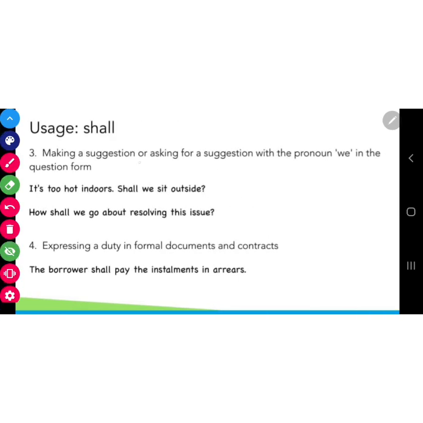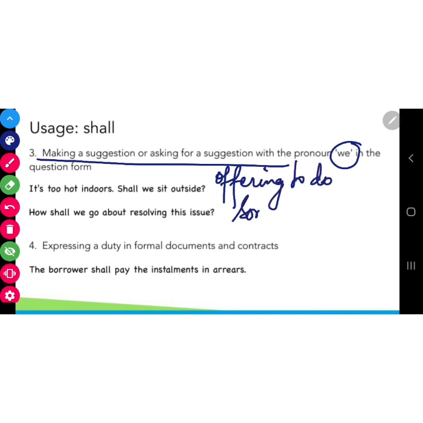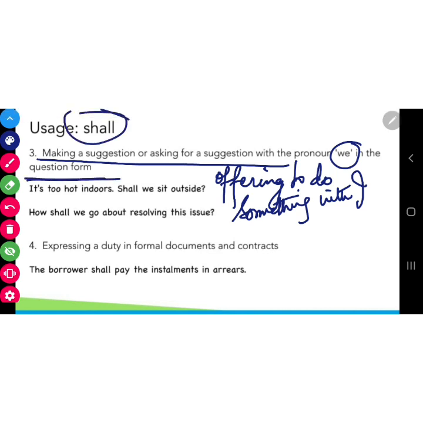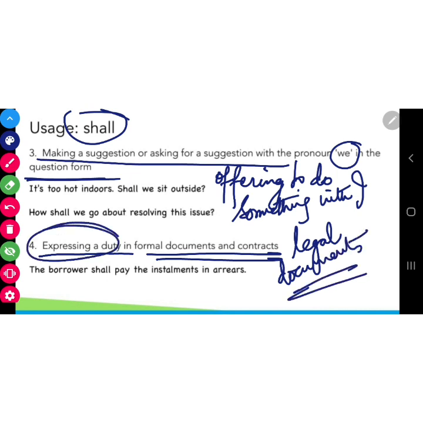So finally, making a suggestion or asking for a suggestion with we, and offering to do something with I, we use shall, both in question form. And finally, expressing a duty in formal documents and contracts, mainly legal documents, where expressing a duty is concerned, we use shall.